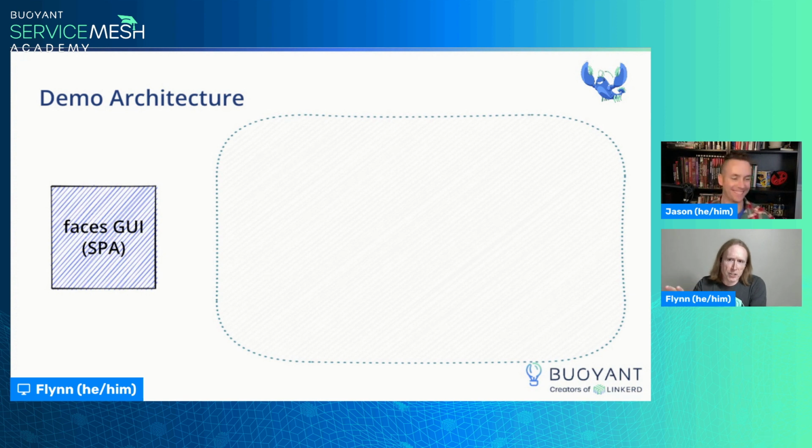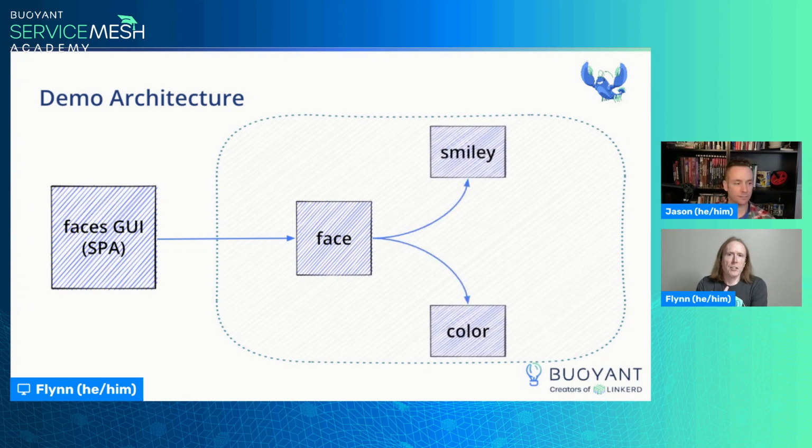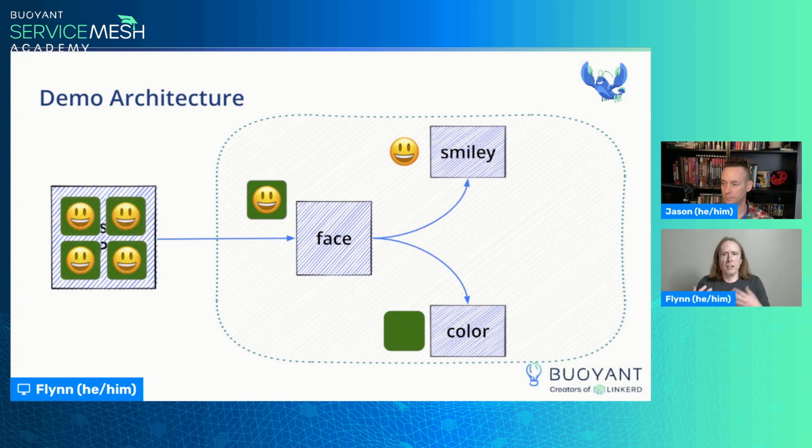We have a GUI, which is a single page web app. It talks into the face service in our cluster. That one talks in turn to Smiley and to Color. Smiley should be returning a grinning face. Color should be returning the color green. The face workload will composite both of those together, and the Faces GUI will do this in a cell or in a grid of cells over and over and over again, and we'll see the results.